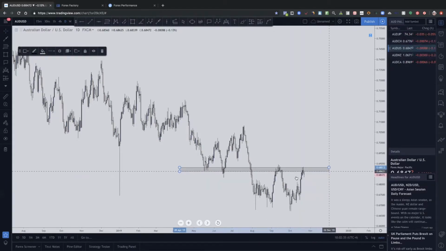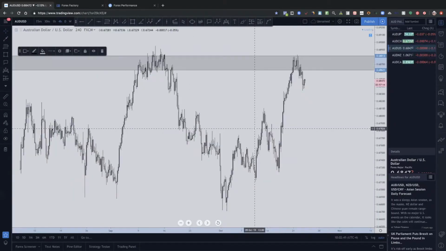And now it's a matter of determining if it's going to be able to break this area or not. Now, the Aussie is technically stronger than the US dollar at the moment. However, this is a really strong resistance area, and Aussie is a little slow at times. It's not really a fast moving pair.